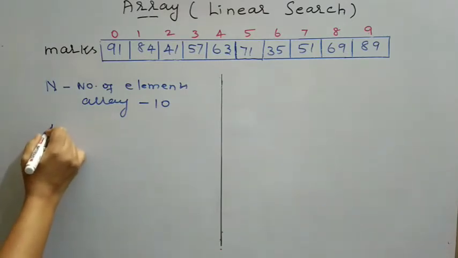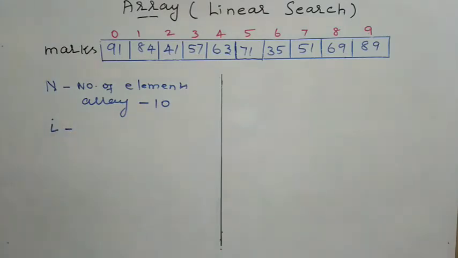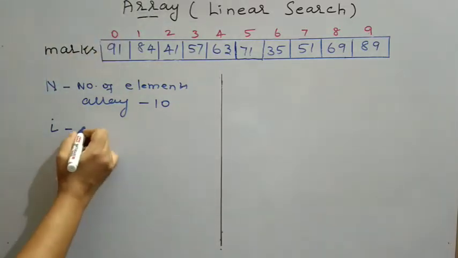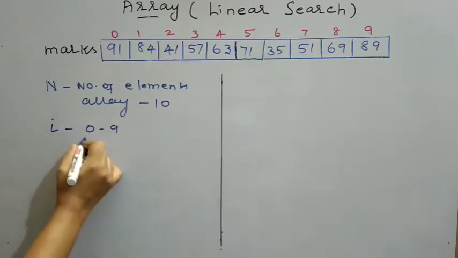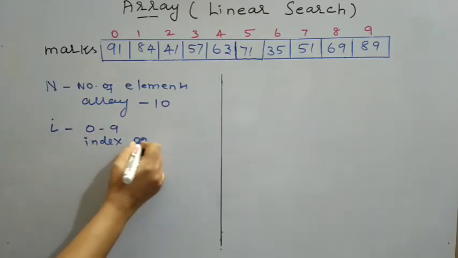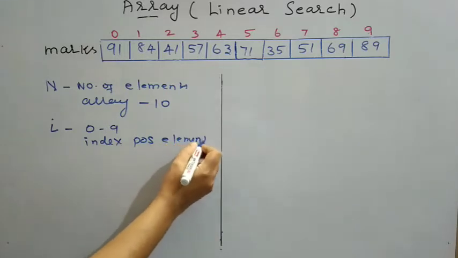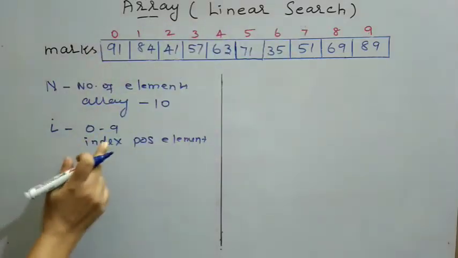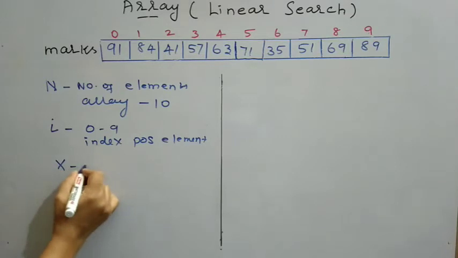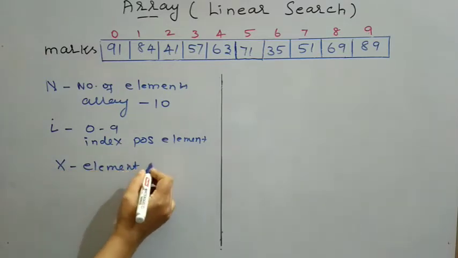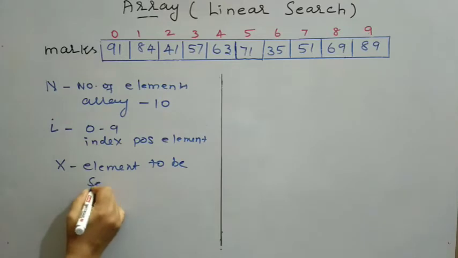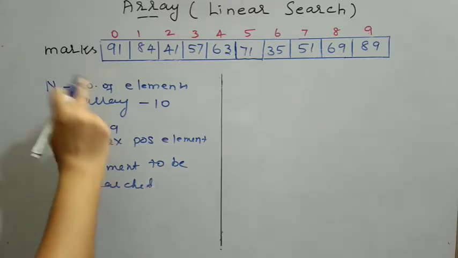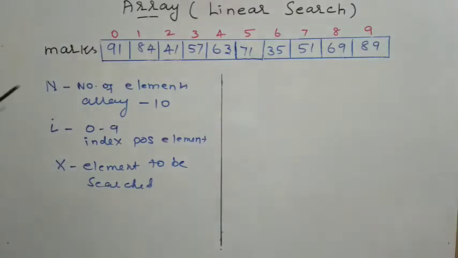i is a variable which is going to hold the index position of the element from 0 to n minus 1, that is 0 to 9. And x is the element which I am going to search, the element to be searched in the array. These are the input variables which I am going to use other than the array marks.